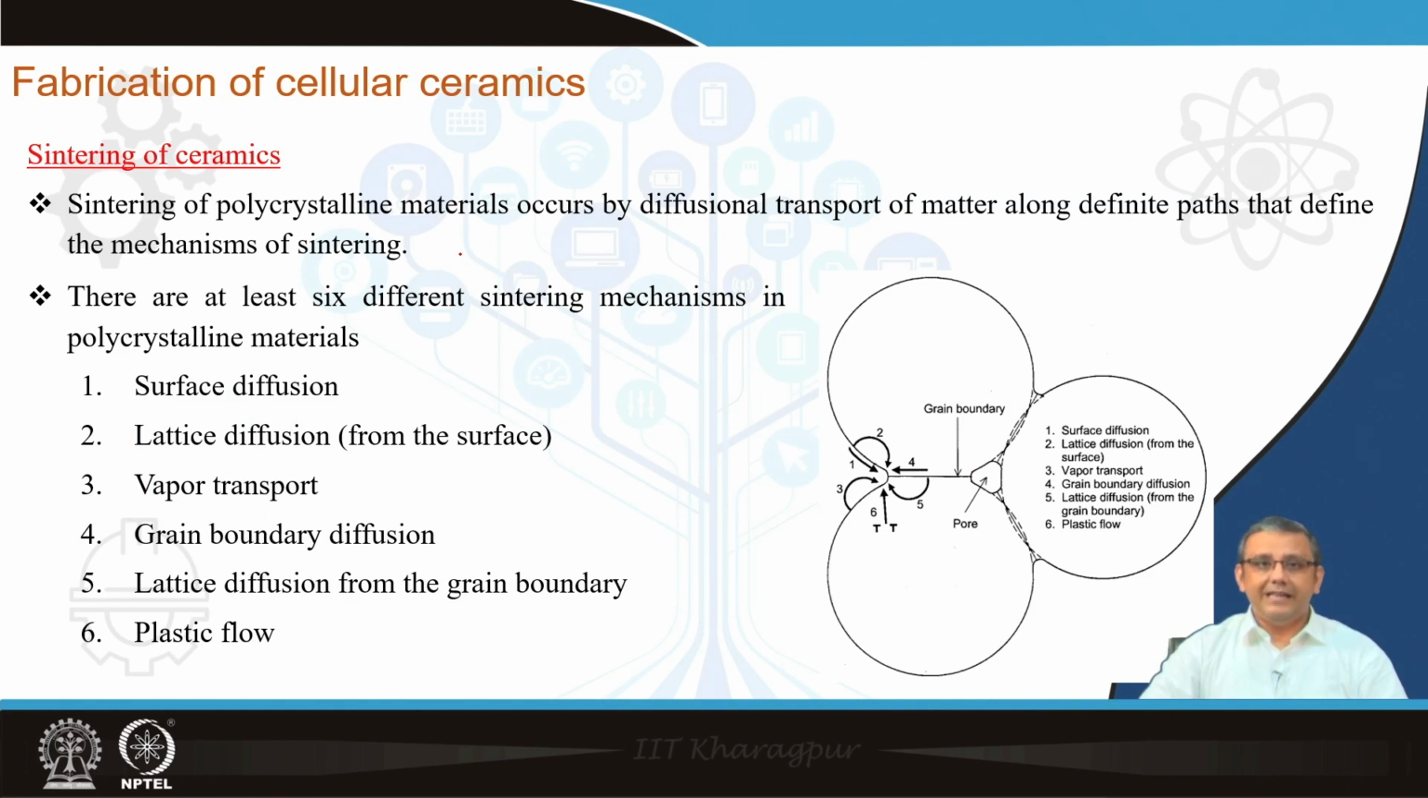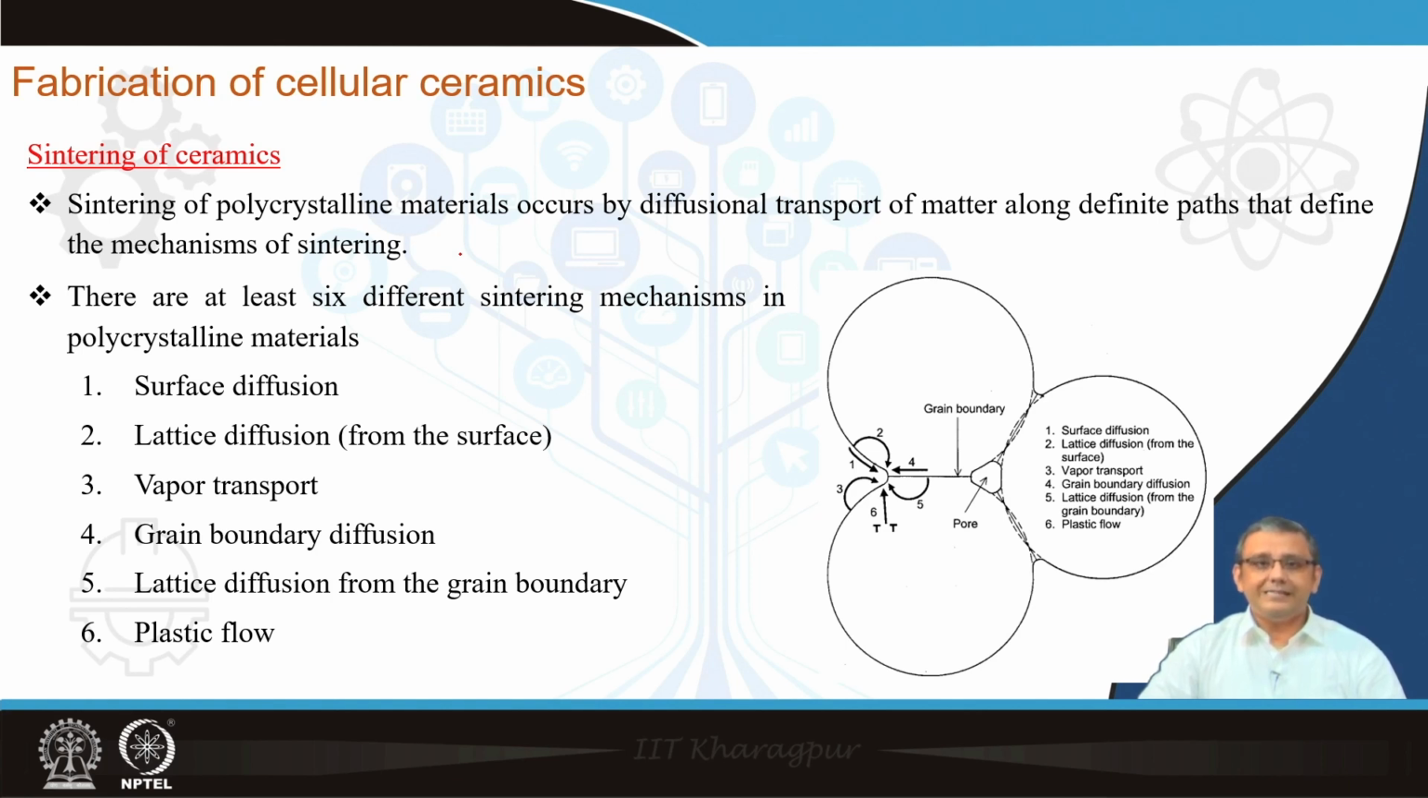Now, we have discussed that sintering is a process through which green bodies attain high density, and the basic mechanism of sintering, as we already mentioned, is atomic diffusion. Sintering has individual processes or sintering mechanisms, and several such mechanisms have been identified. The 6 most important mechanisms are shown in this schematic diagram.